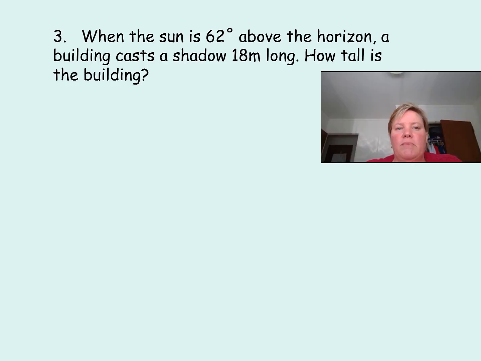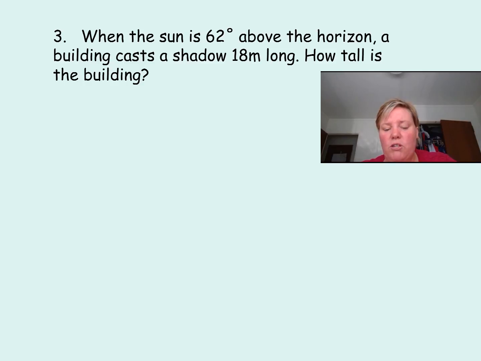Let's have a look at another one. When the sun is 62 degrees above the horizon, a building casts a shadow 18 meters long. How tall is the building? Now, this is quite a useful one because you can actually use shadows to work out how tall things are. And people actually do this, especially when trying to find heights of big cliffs and things.